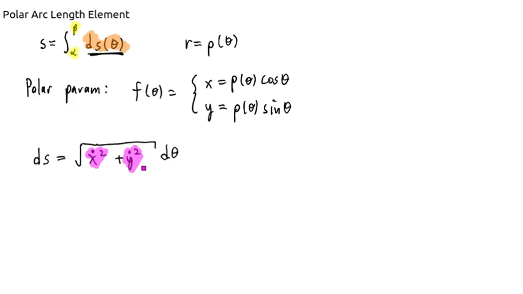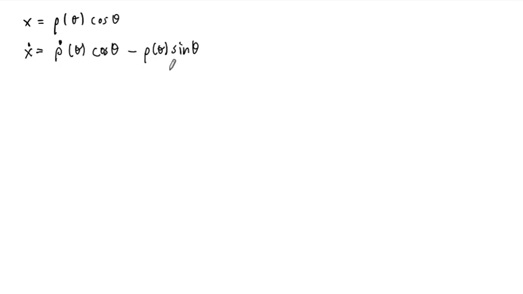Okay, so let's go to a new page, but this is what we're going to do now. We're going to compute x dot, y dot, square them both, add them up, and see what happens. Remember that our x of theta is rho of theta times cosine of theta. This means that x dot must obey a product rule, because this is now a product of two functions. So the product rule says that this should be rho dot of theta times cosine of theta, plus rho of theta times the derivative of cosine. So this ends up being minus rho of theta times sine of theta.